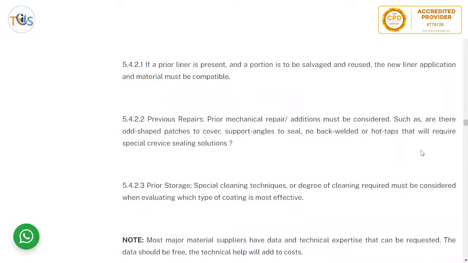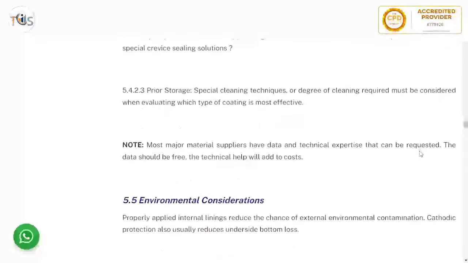Previous repair. Prior mechanical repair must be considered, such as: are there old shape patches to cover, support angles to seal, back welds or hot taps that will require special crevice sealing solutions? Prior storage. A special cleaning technique or degree of cleaning required must be considered when evaluating which type of coating is most cost effective. Most major material suppliers have data and technical expertise that can be requested. The data should be free. The technical help will add to cost.